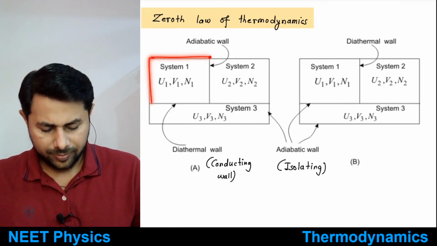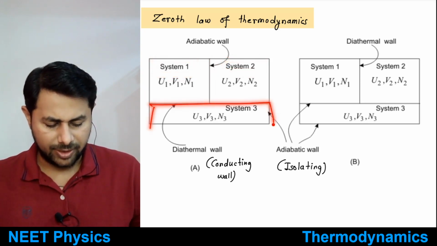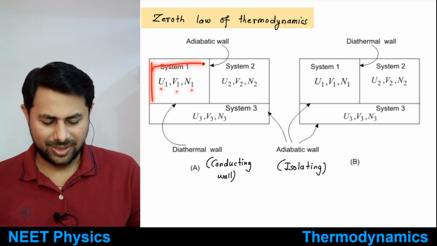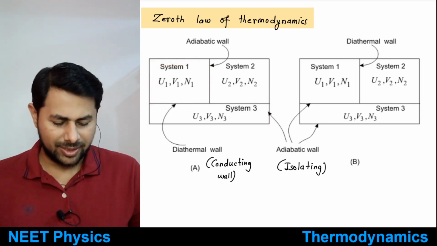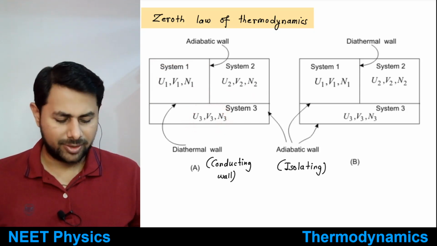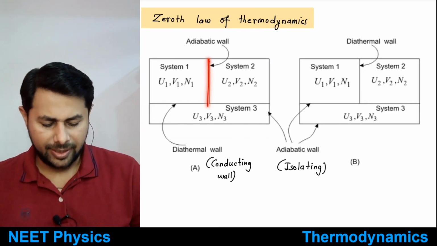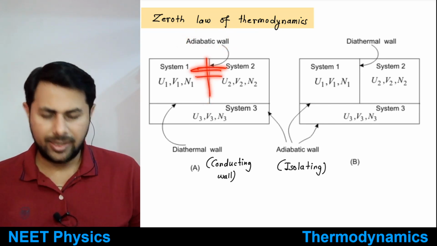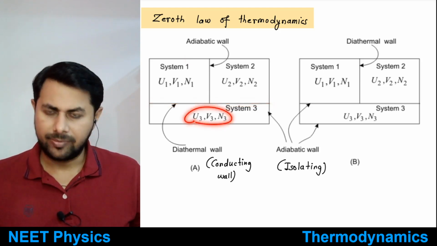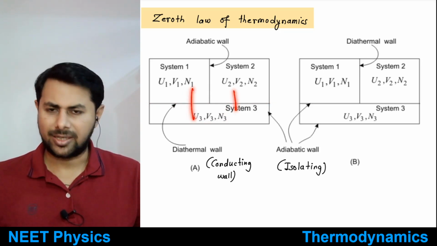So suppose you have this is system 1, this is system 2, and this is system 3, and U1, V1, N1 are the internal energy, the volume, and the number of molecules of the system. U2, V2, N2 are again the internal energy, volume, and number of molecules of system 2, and U3, V3, N3 are the internal energy, volume and number of molecules of system 3. The first and second systems are separated by an adiabatic wall, so there won't be any heat exchange between the first and second. These two are separated from the third system by a diathermic wall, so there can be heat exchange between first and third as well as second and third.